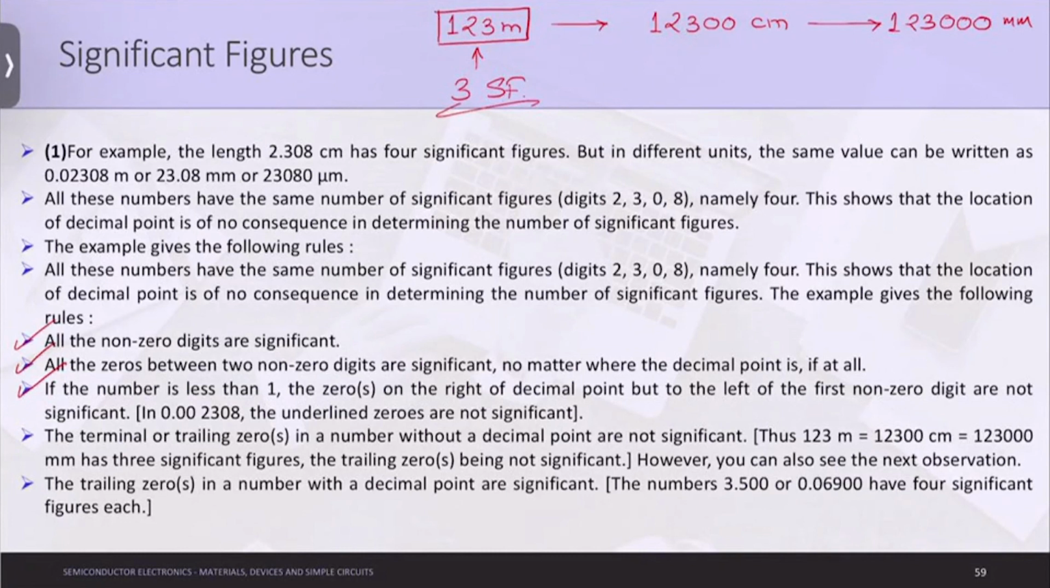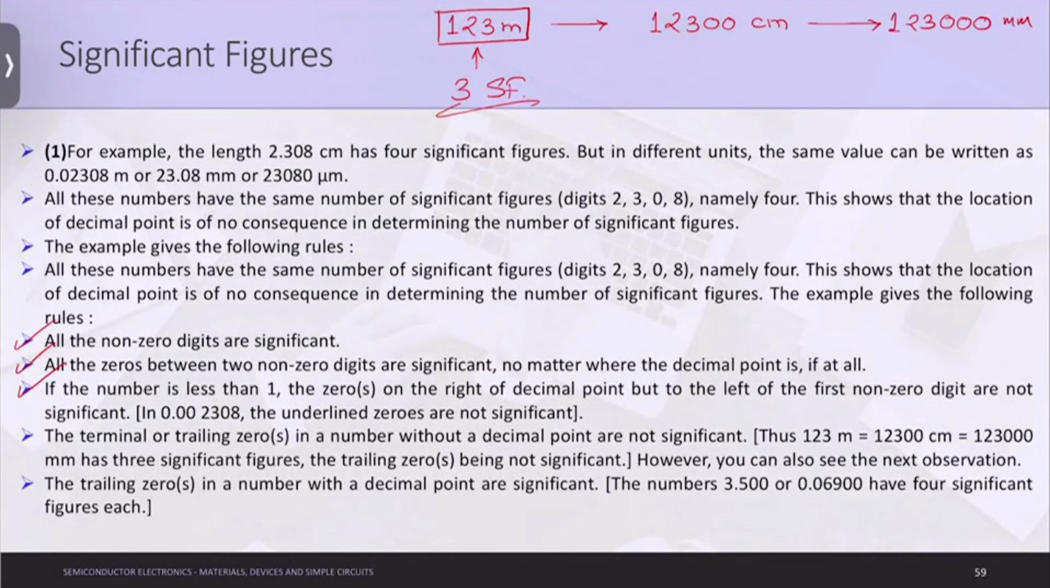One way we can understand this concept is that we know we have a rule which says that changing the units has no effect on significant figures. From that rule, we can correctly say that the second number in centimeters and the third number in mm will also have the same number of significant figures, that is equal to 3. But just to strengthen that rule again, we have one more rule. That rule states that all the trailing zeros without a decimal point are not significant.